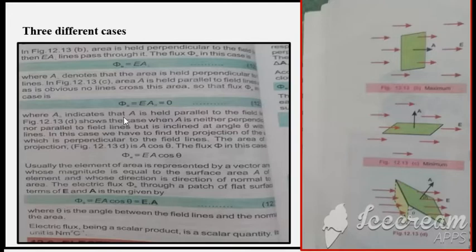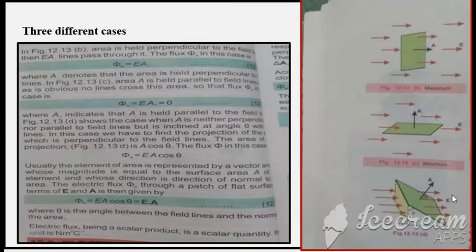Where A parallel indicates that A is held parallel to the field in this figure 12.13c. So the flux in this case is zero, where A parallel indicates the area is parallel to the field.